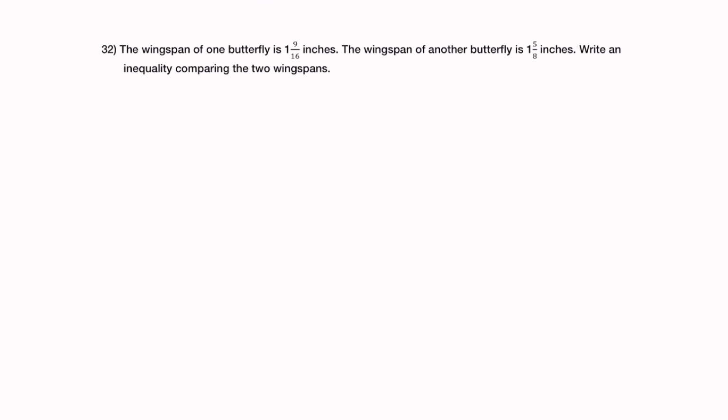The wingspan of one butterfly is 9/16 inches. The wingspan of another butterfly is 5 upon 8 inches. Write an inequality comparing two wingspans. So we have one 9 upon 16 and the other one is 5 upon 8. How do we solve this?